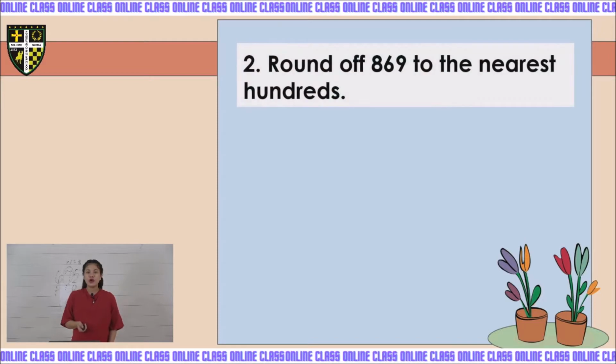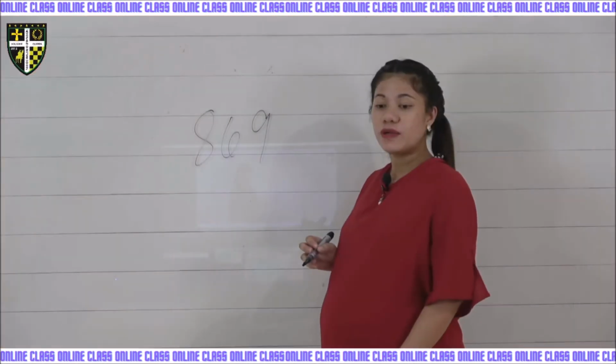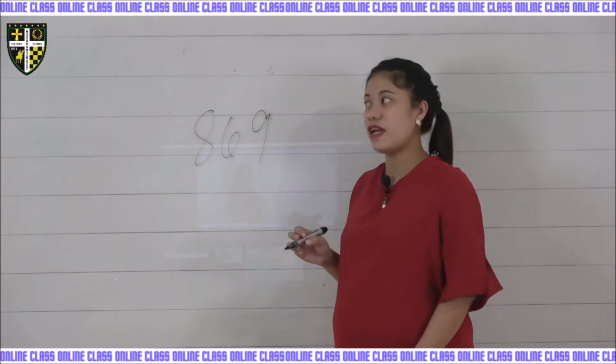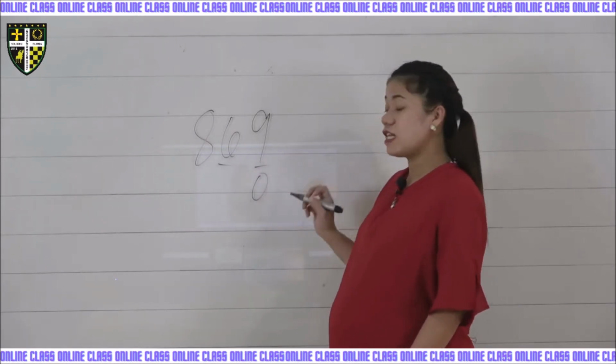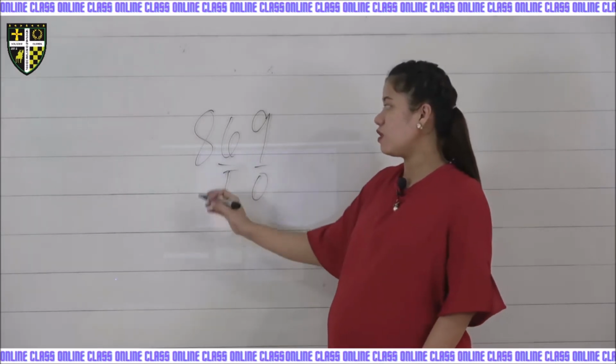Example number 2, we have 869 to the nearest hundred. So round off 869 to the nearest hundreds. So let's focus on the hundreds place. So I will write it on the board. We have 869. Now we are talking about the nearest hundred place. So let's find out. 9 will be the ones place. 6 will be the tens place. And then 8 will be the hundreds place.